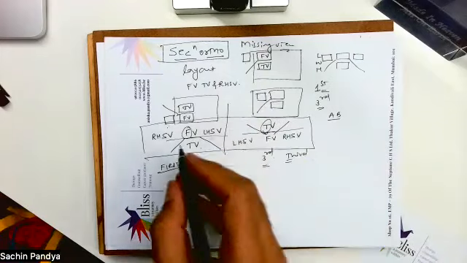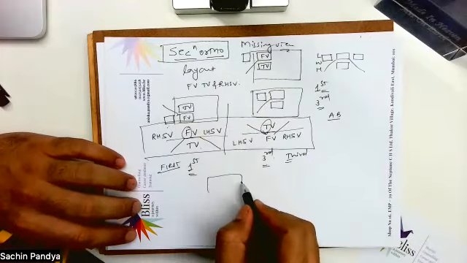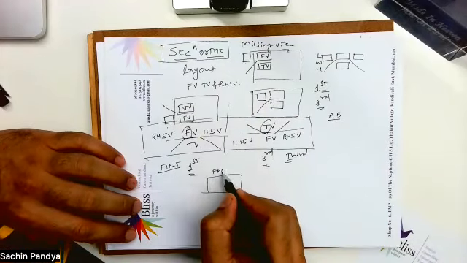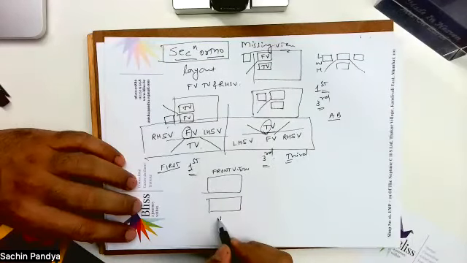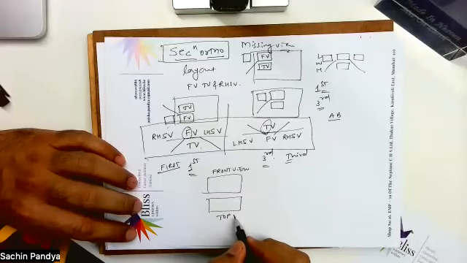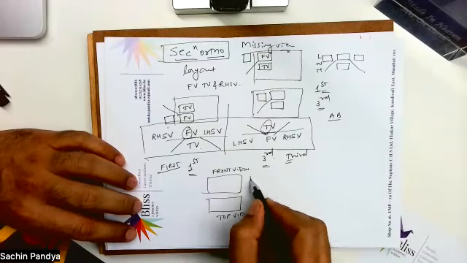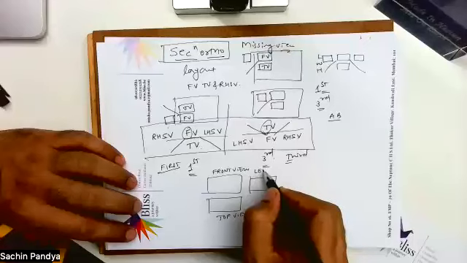Then labeling. Labeling is very important. When you draw the sum, you have to write front view, top view, and if it is cutting, one sec, I'll just do left-hand side view.